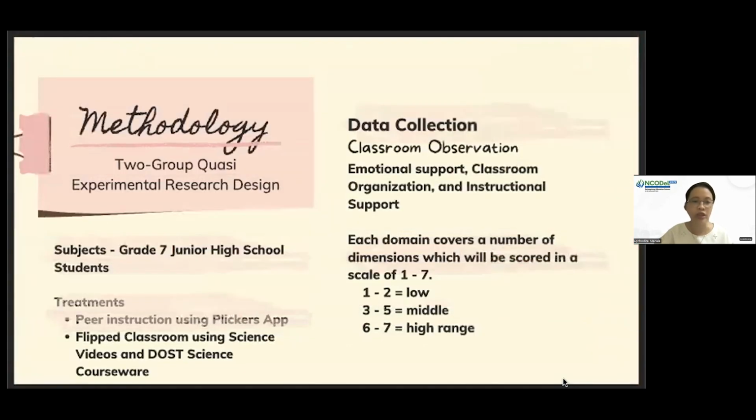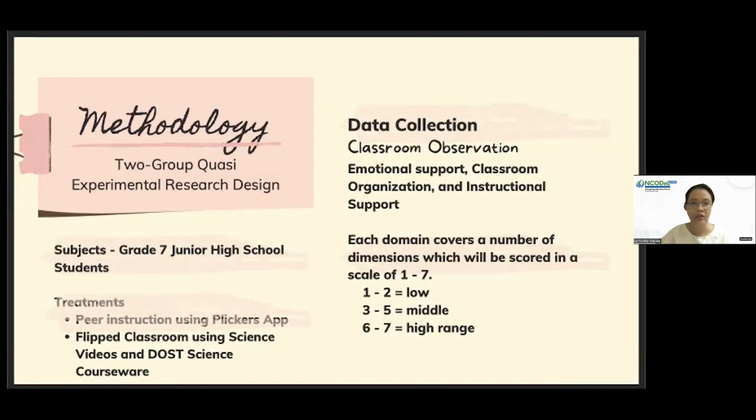For the methodology, I used a two-group quasi-experimental research design involving grade 7 junior high school students. So the flipped classroom here, the blended modality, is asynchronous studying of materials and then face-to-face instruction for the peer instruction activity. For the interventions, the peer instruction was implemented using Plickers app. And then for the flipped classroom, the materials were introduced to the students using science videos and UST science courseware.